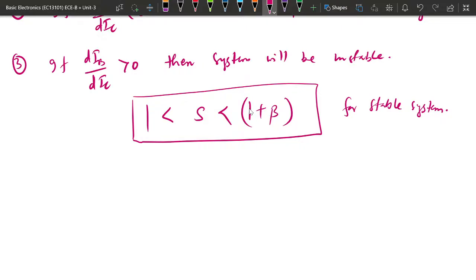Next, from the next class onwards, we will be seeing different biasing techniques through which we can bias the BJT circuit, and with respect to that we will get different stability values. Which system is stable or which biasing method is stable, we will see in the next class. Thank you.